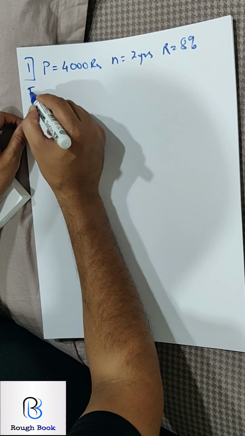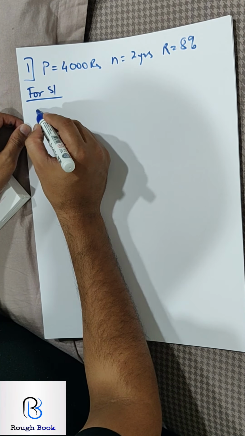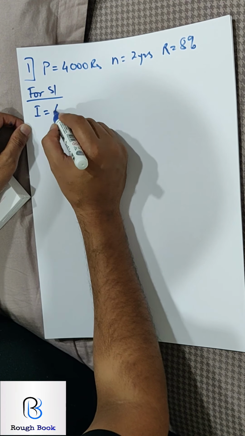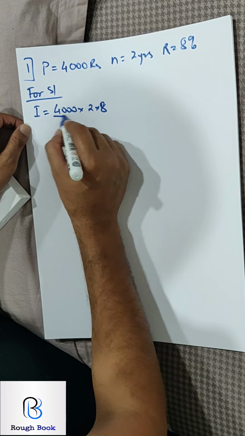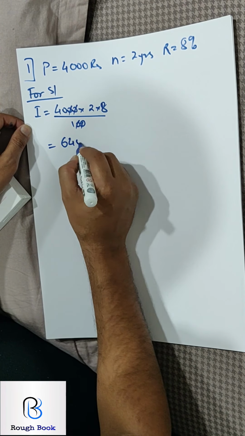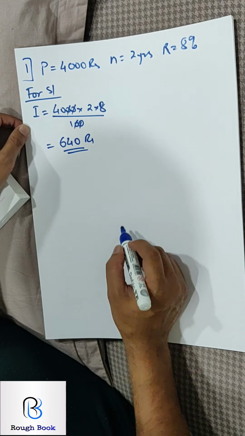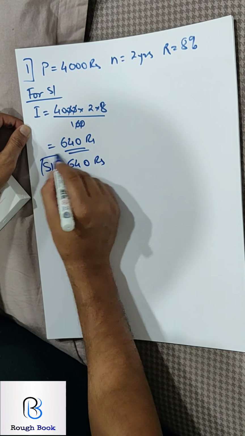So first we are trying to calculate for simple interest. So I will directly calculate the simple interest, PNR, that is principal, number into the rate upon 100. So 16 4s are 64. So I get 640 rupees. That is my SI. So simple interest is 640 rupees.